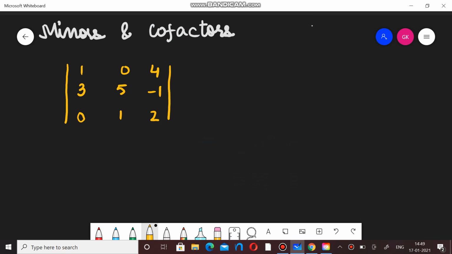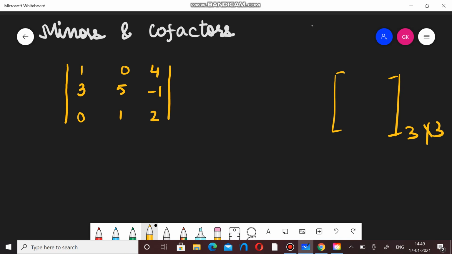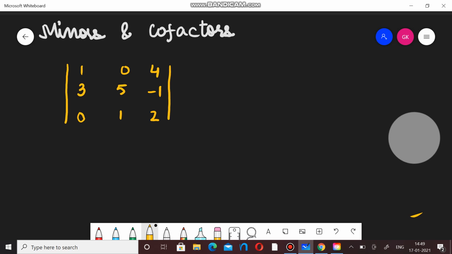So over here you can see there are 9 elements. You can call it 3 by 3, because we always take the determinant of a square matrix. So for a 3 by 3 matrix, we can call it a determinant of order 3. And if a matrix is of order 2 by 2, we can call it a determinant of order 2. So over here there are 9 elements. So how many minors will be there? There will be 9 minors because we can find out the minors for each and every element.